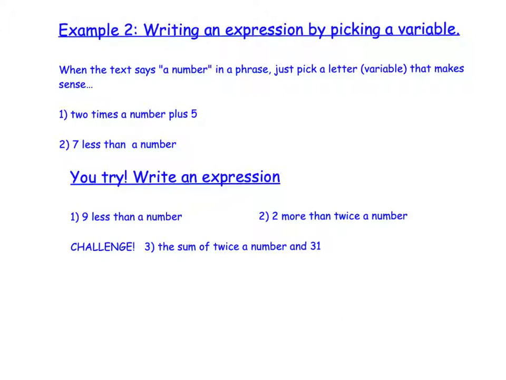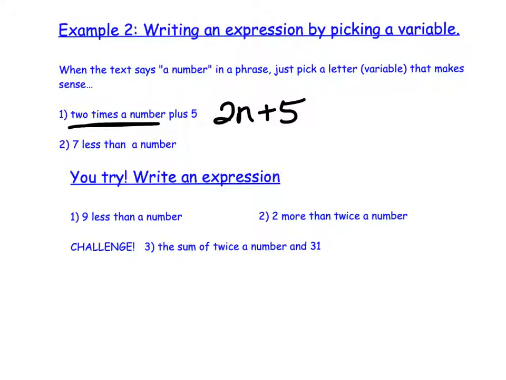So I'm going to pick an N to represent that number, but you could pick an X because kids like those X's. But the idea is the same. It says 2 times a number, and so you know there's a multiplication going on there, and then you're going to add 5 to it.